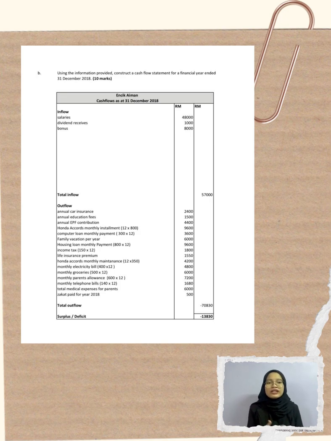After that, you will get the amount that will show you whether it is a deficit or surplus. If the amount is negative, it is a deficit. But if it is positive, it is a surplus. In this situation of Encik Aiman, the result of cash flow is a deficit.